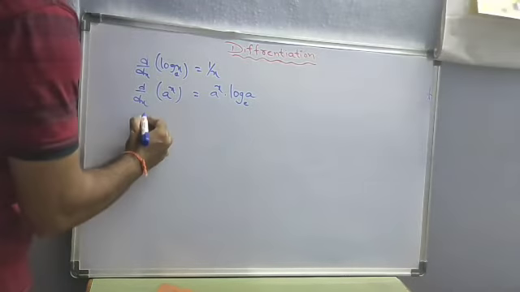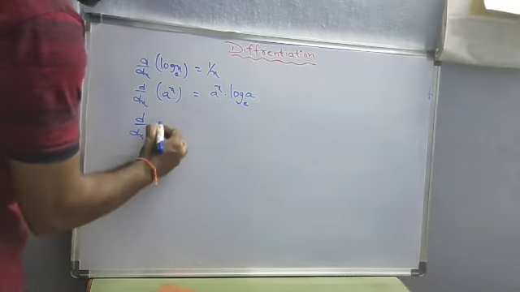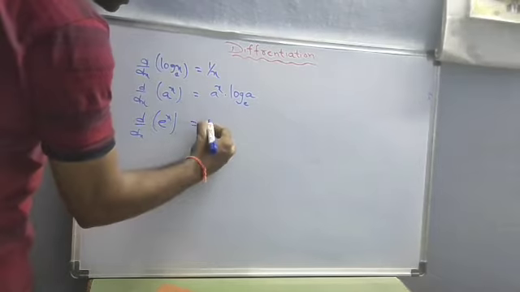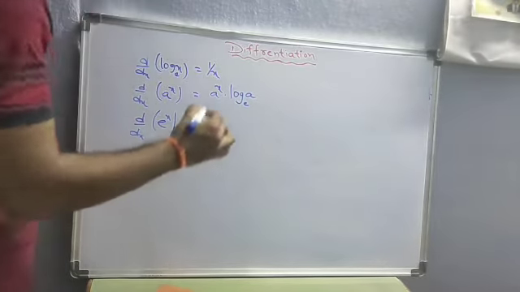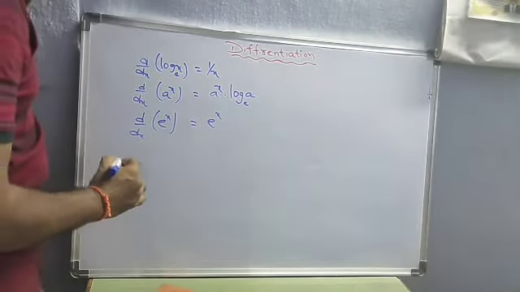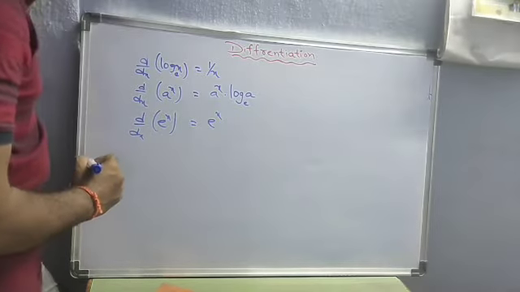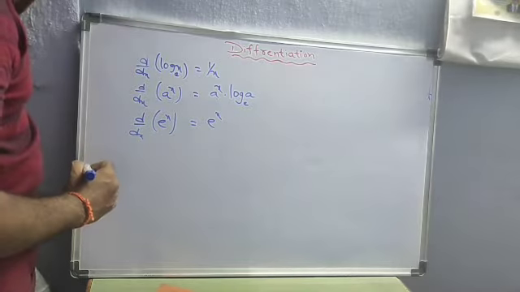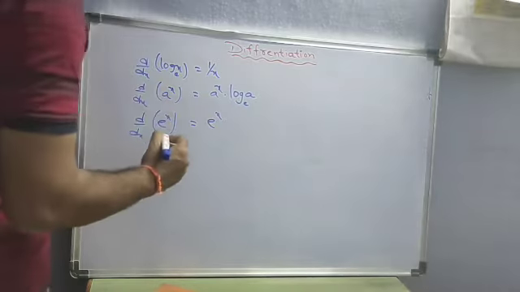Okay, so this is our formula, d by dx of e power x. So e power x into log e base e. What is that value? 1. So d by dx of e power x is e power x. Okay, so these are the important ones.